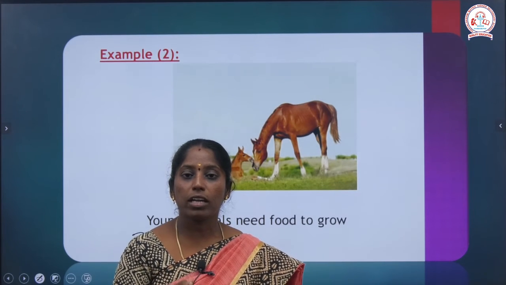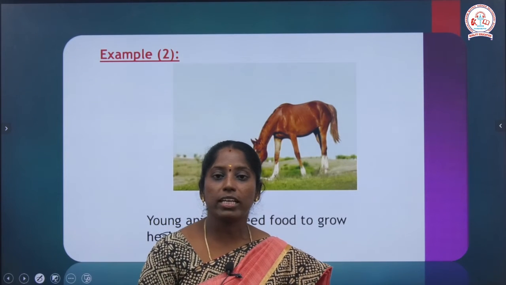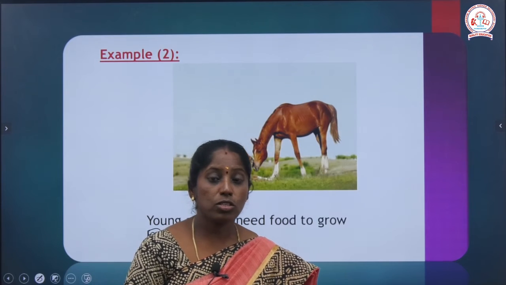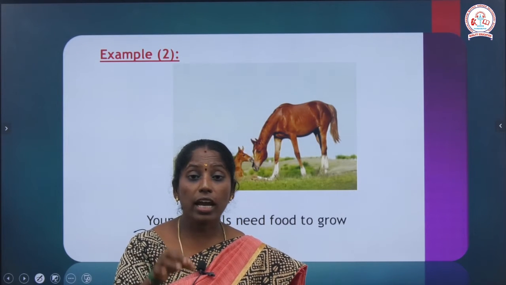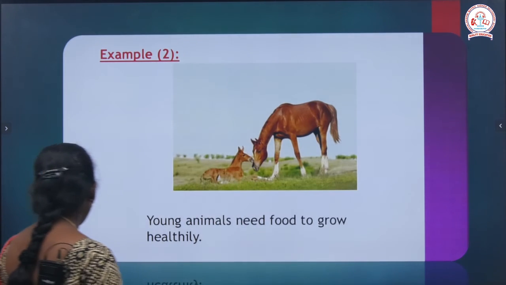Okay, நம்ம குழந்தையா இருக்கும்போது நாம என்ன பண்ணோம், we drink milk, no, and a small kind of little bit digested food we can eat, then only you can grow up. Yes, children, even those young ones also need food to grow. That's why they are given food healthily.